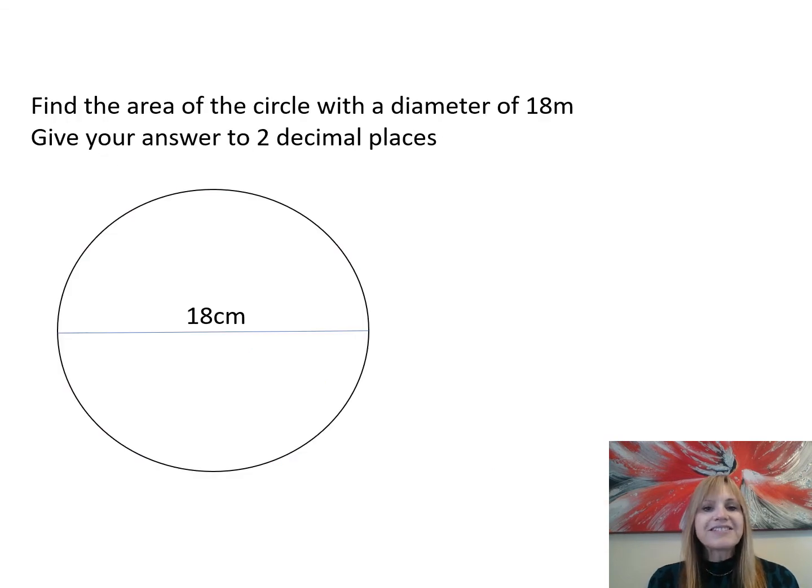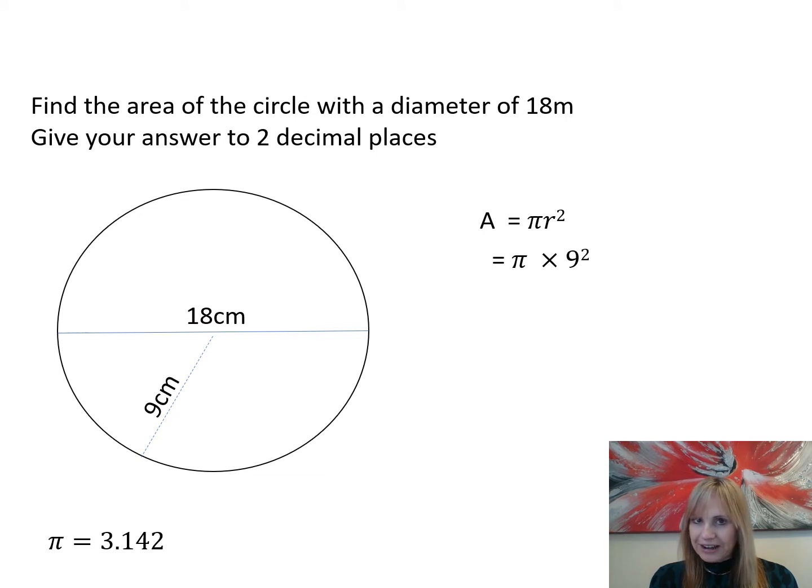So here's another example. This time we need to find the area of a circle, and we've been given a diameter of 18. So remember that the area of a circle is pi times the radius squared. So the radius would be half that length. So the radius is only 9 centimeters. So pi times 9 squared.